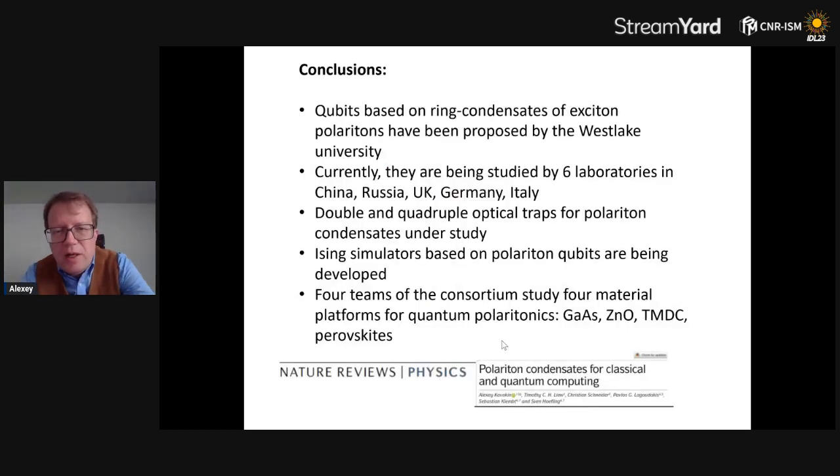So this brings me to my conclusions. I wanted to convince you that liquid light is very, very promising for quantum information processing. And this is because the system is very flexible. First of all, these condensates and superfluids, you can realize them at room temperature in a variety of systems. So this is a great advantage with respect to superconducting qubits. Then you can control them fully optically.